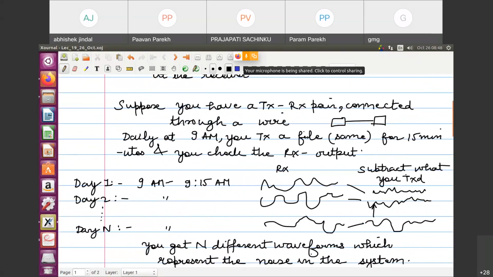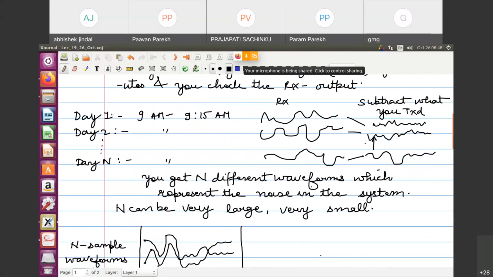For example, we can now say that if we create all possible noise waveforms, then we can say at the receiver that we are observing one of the possible noise waveforms selected randomly from this set of all possible waveforms. Okay, so that is what we do.